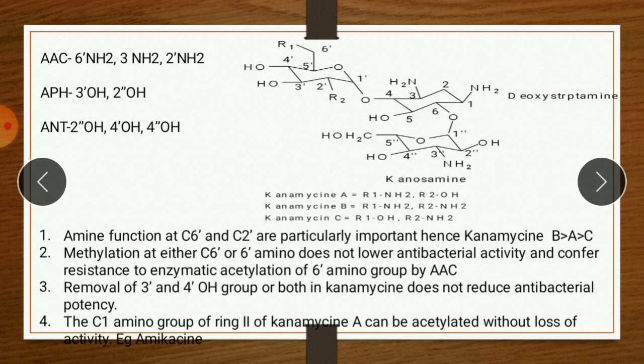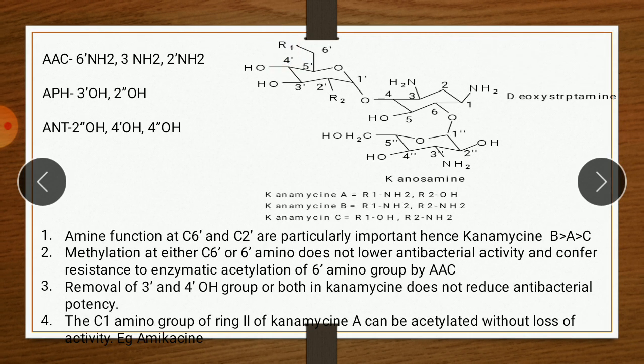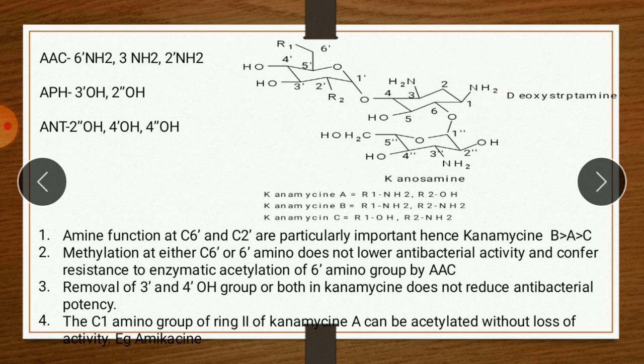Third point, removal of the 3- and 4-hydroxyl group or both in kanamycin does not reduce antibacterial activity. So if you remove this 3- and 4-hydroxyl group, antibacterial activity does not decrease. Next point, the carbon 1 amino group of ring 2 of kanamycin A can be acetylated without loss of activity. Example is amikacin. So here is the amino group at carbon 1.